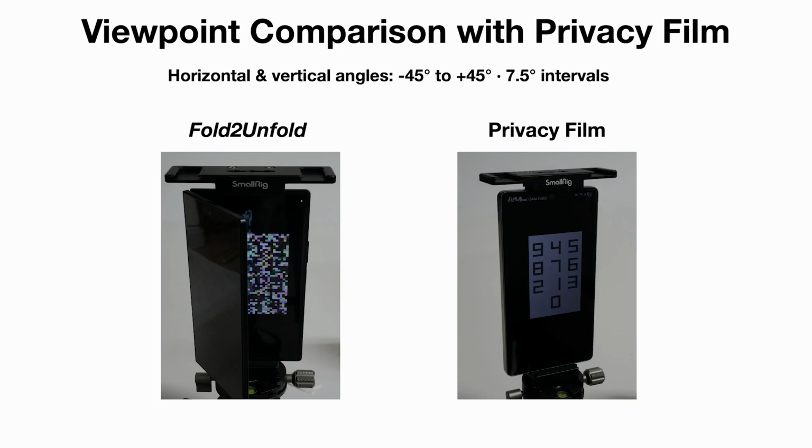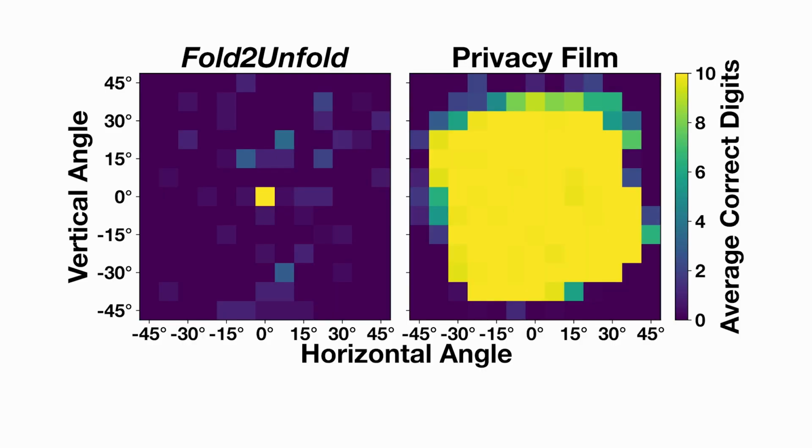We compared Fold2Unfold with a conventional privacy film across viewing angles from -45 to +45 degrees, both horizontally and vertically. The privacy film stays readable within about ±30 degrees, while Fold2Unfold reveals the full keypad only from the user's viewpoint, which the user's own head occludes.